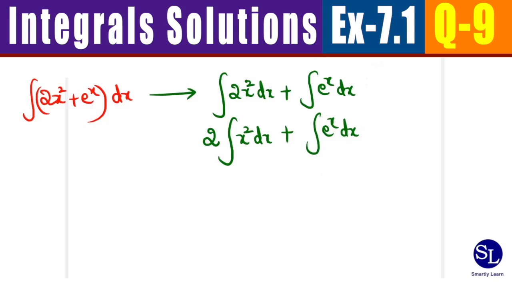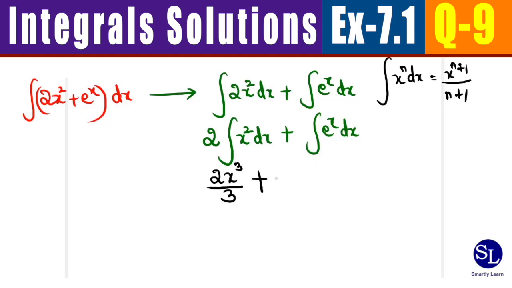Now what do we know? The integration formula is that for x power n dx, it is x power n plus 1 divided by n plus 1. So here n is equal to 2. So after integrating, it is x cubed by 3. Combining this with the 2, it is 2x cubed by 3 plus integration of e power x is e power x. Differentiation of e power x is the same. So the integration of e power x is also e power x. And since we are doing integration without limits, there is a constant plus c.